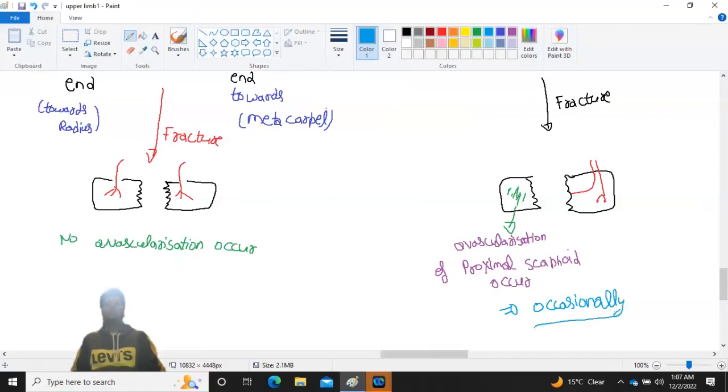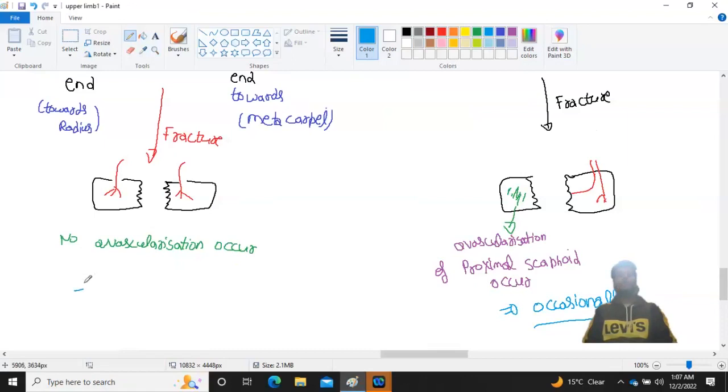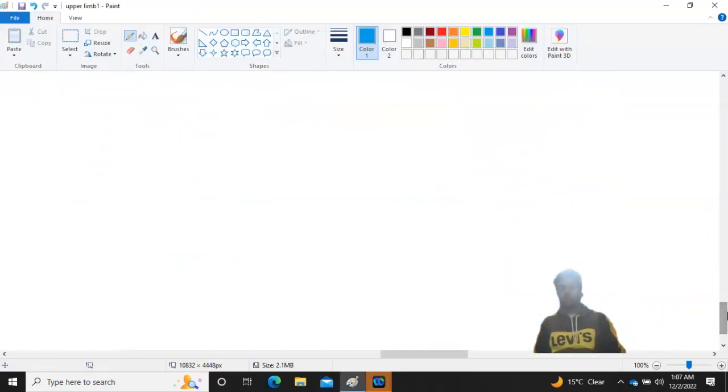But this is commonly... fracture is possible but not necessary; this avascularization is common. So commonly we are safe. Done. So this is fracture. Now come to the last part, carpal and metacarpal.